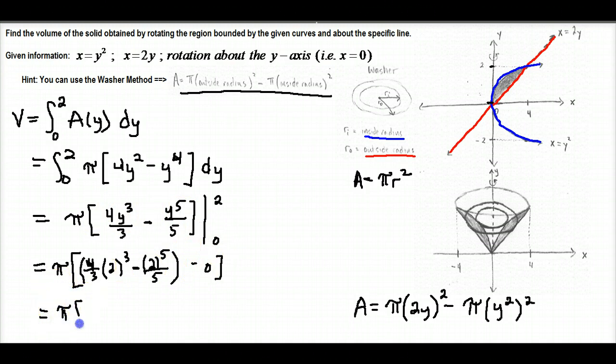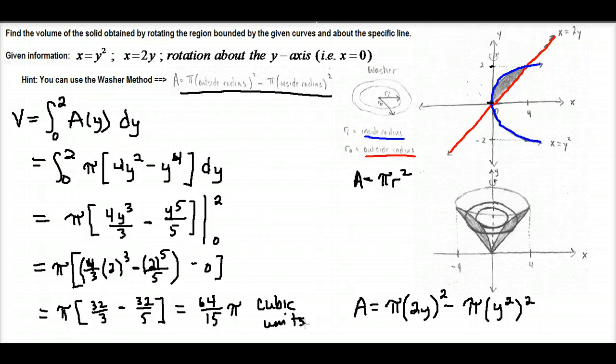So cleaning this up, 2 to the 3rd power is 8. 8 times 4 is 32. So 32 over 3 minus 32 over 5. And once we're done cleaning all that up, we'll see that our answer here is 64/15 times pi, and again this will be in cubic units since we are finding volume.